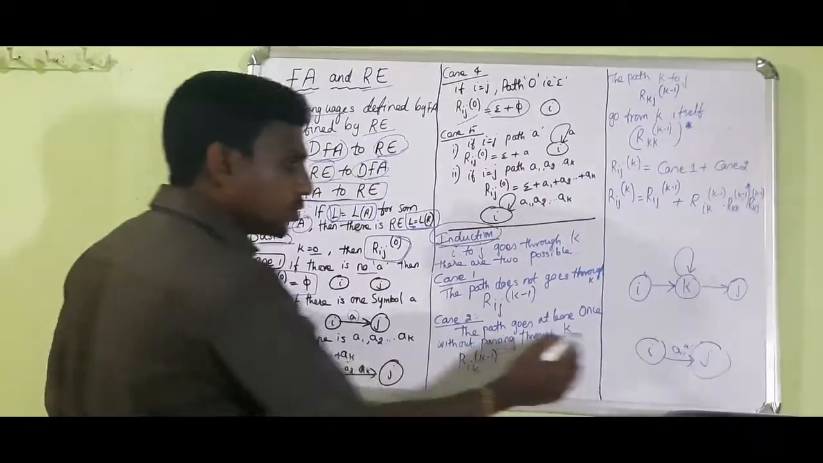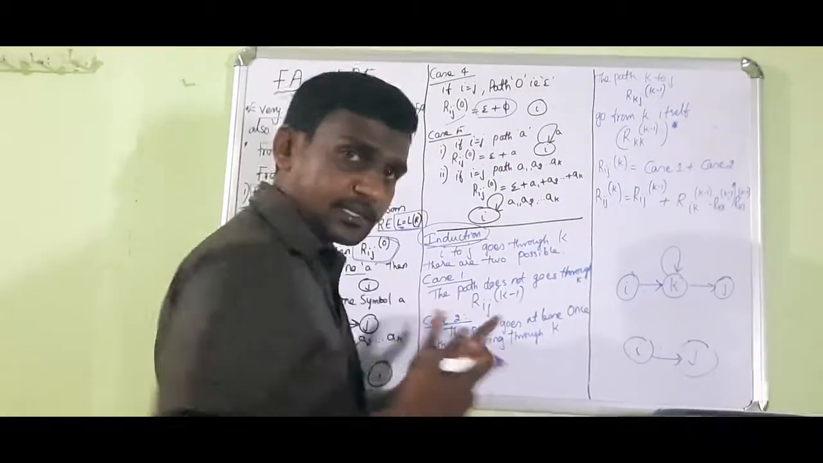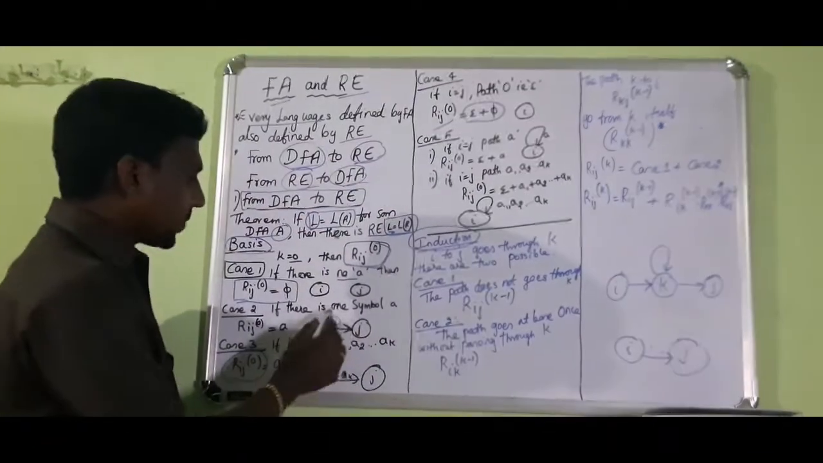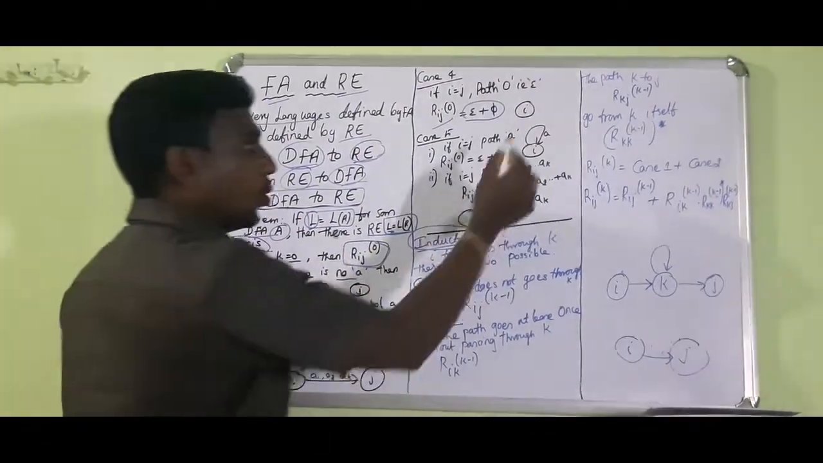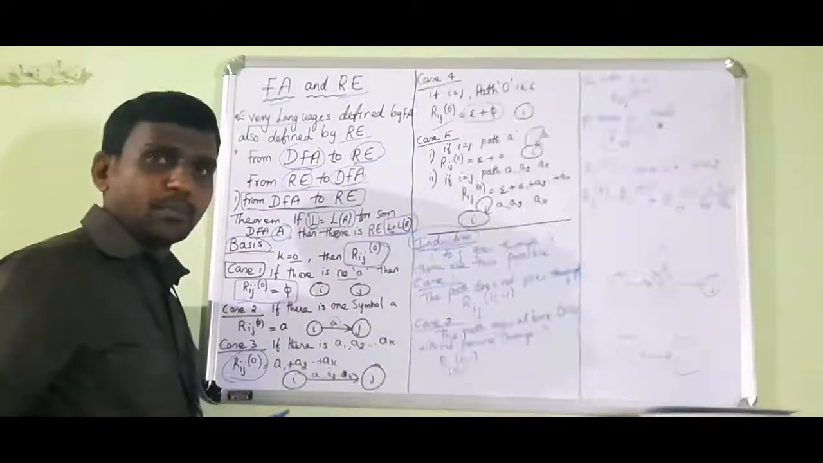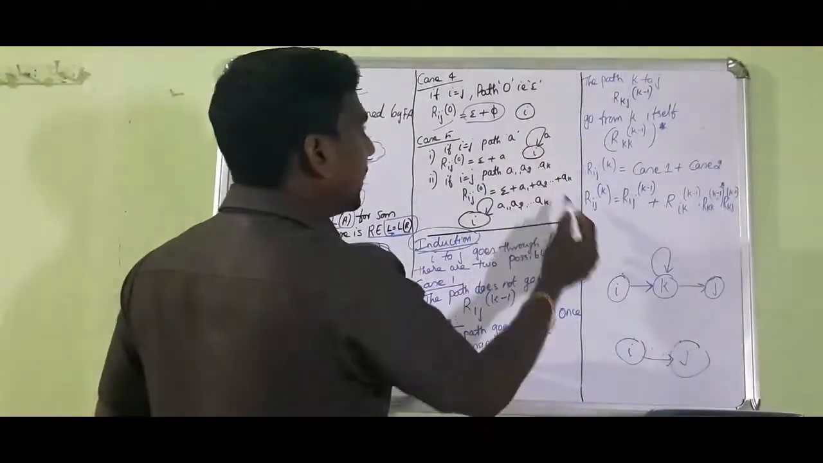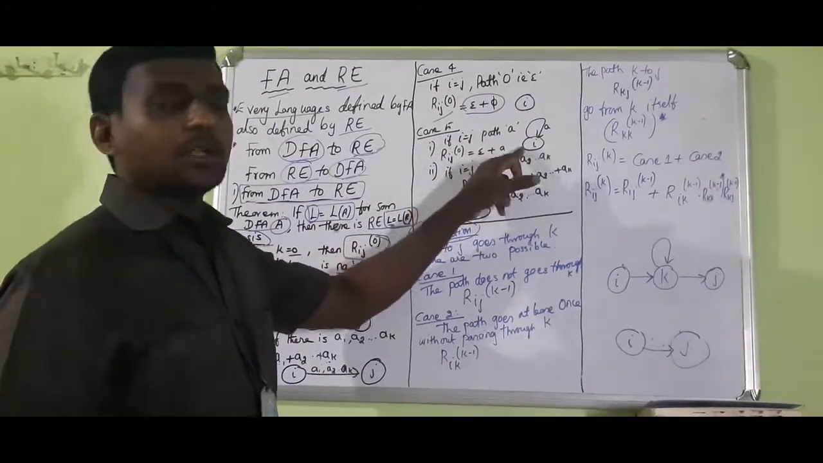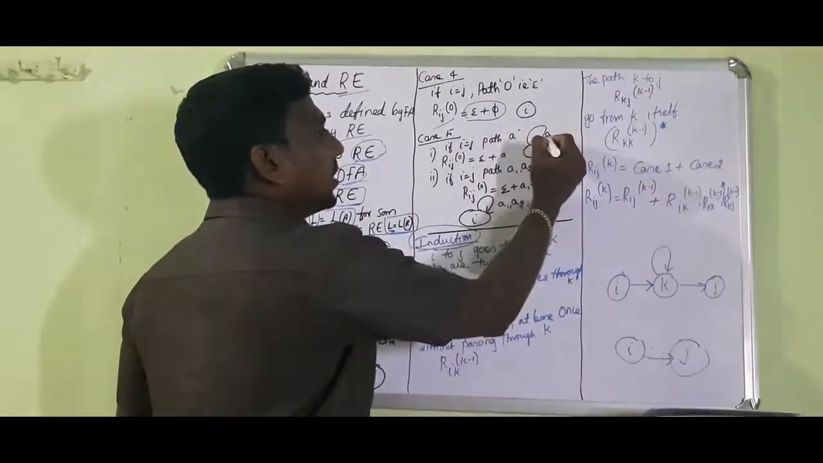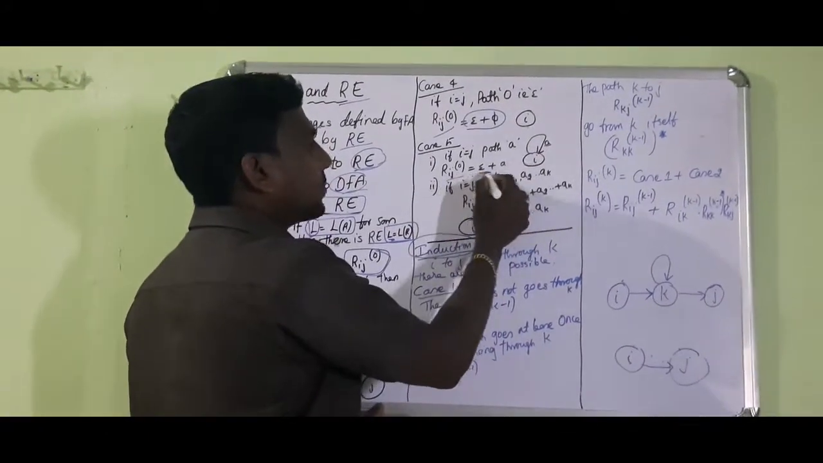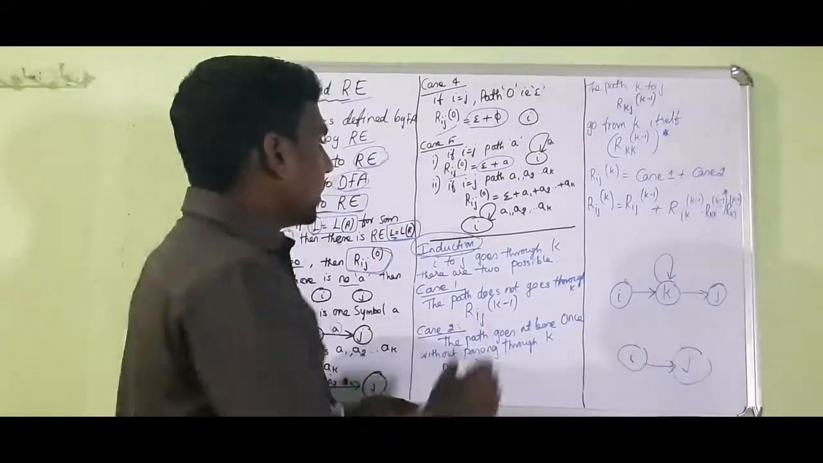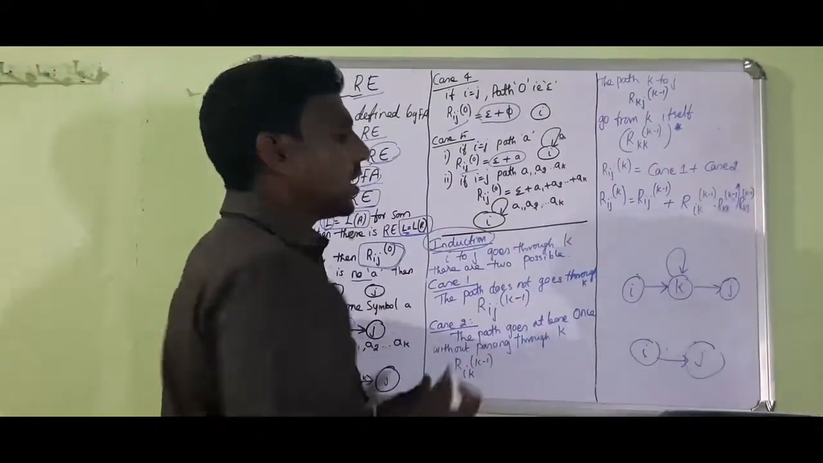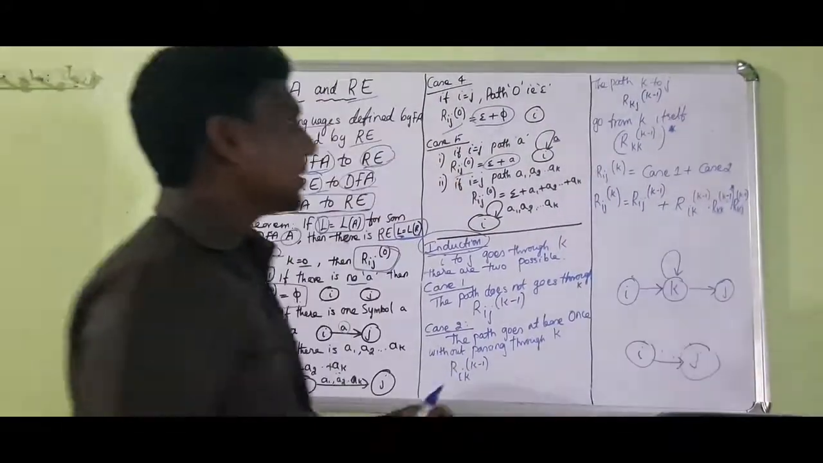If there are two states and it doesn't read any input, we say Rij power 0 equals phi. But with only one state that doesn't read any input, Rij power 0 equals epsilon plus phi. If there is only one state and it reads one input, then Rij power 0 equals epsilon plus a. If there is one state and it reads many inputs, Rij power 0 equals epsilon plus a1 plus a2 plus ... plus ak.